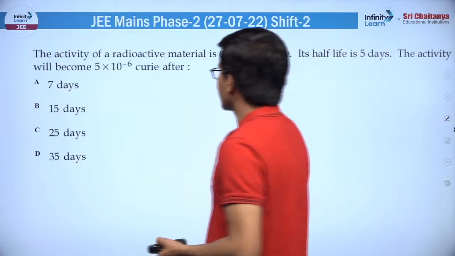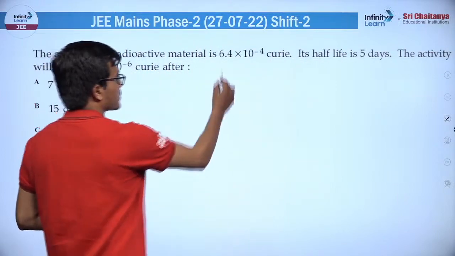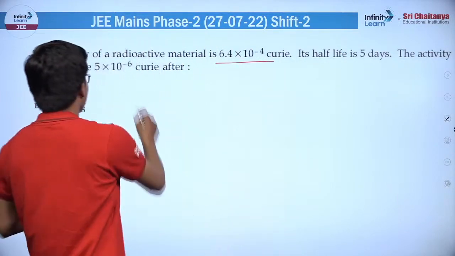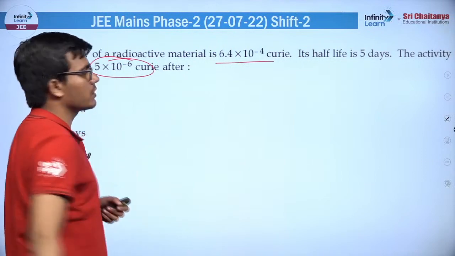Moving to the next question, the activity of a radioactive material is this, the half-life is this. So after how much time will the activity become like this?